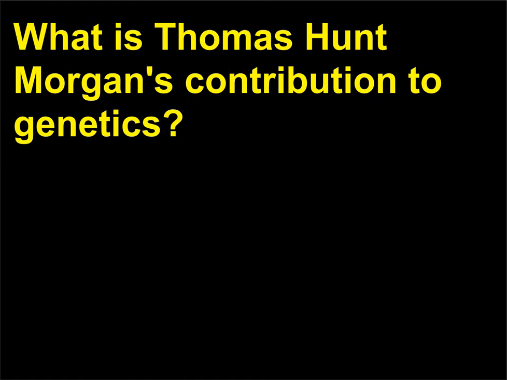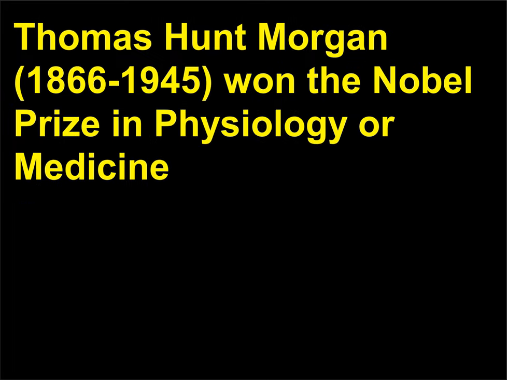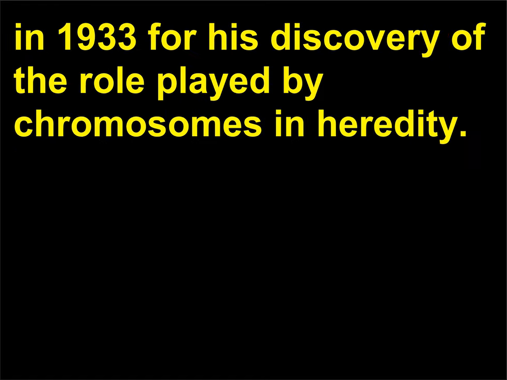What is Thomas Hunt Morgan's contribution to genetics? Thomas Hunt Morgan, 1866-1945, won the Nobel Prize in Physiology or Medicine in 1933 for his discovery of the role played by chromosomes in heredity.